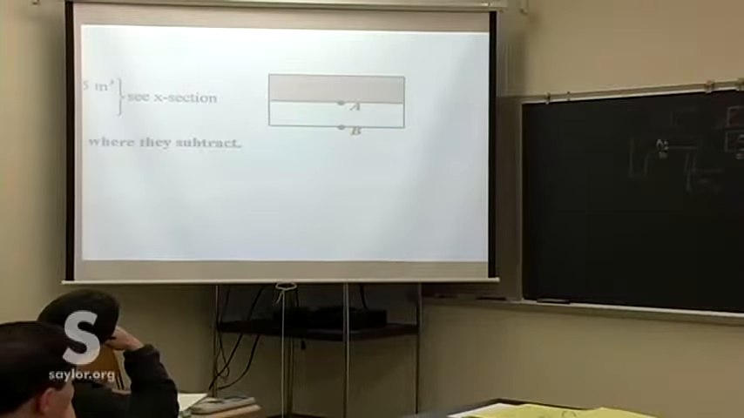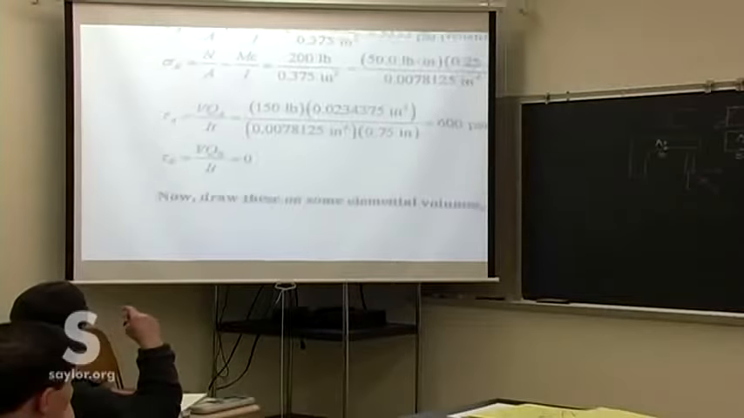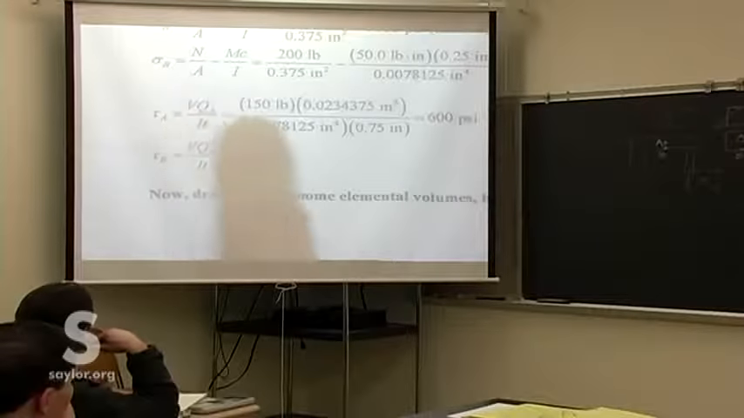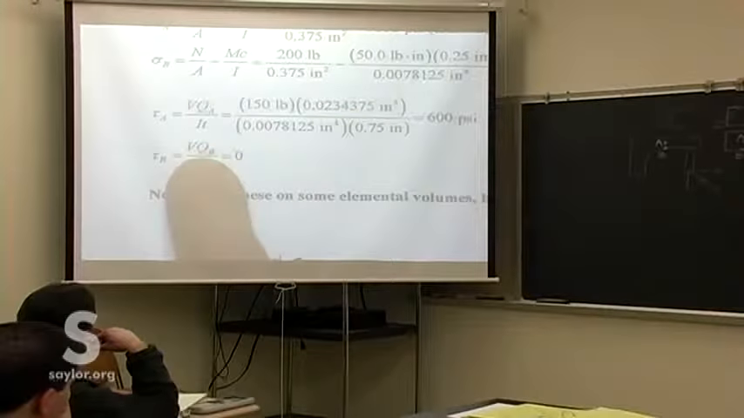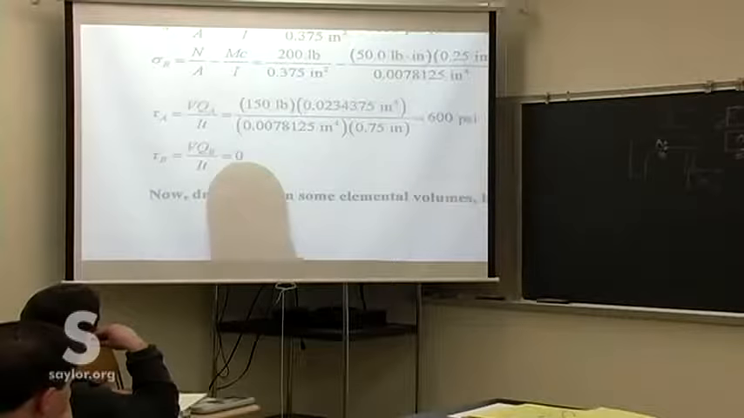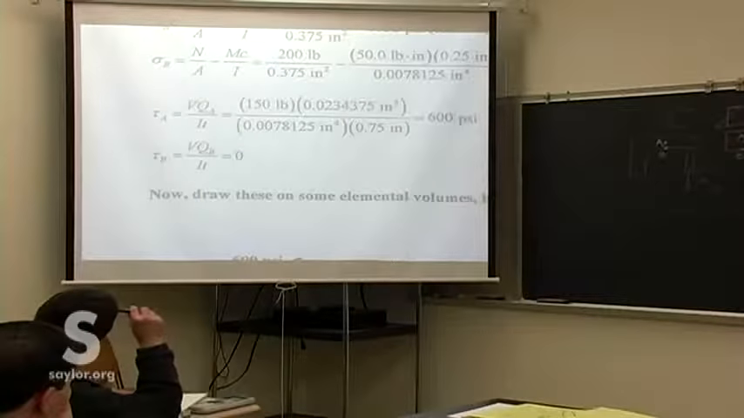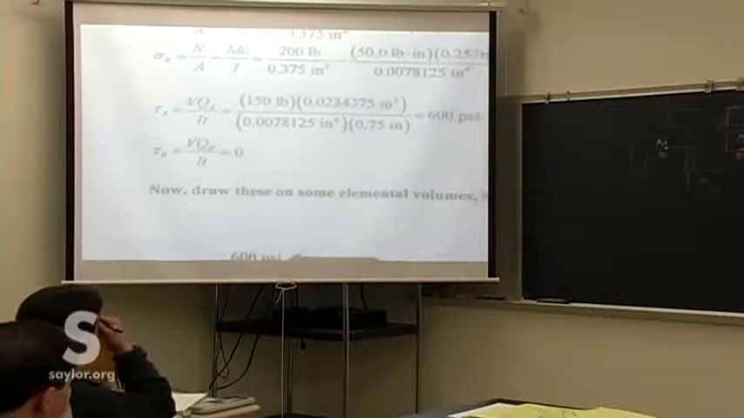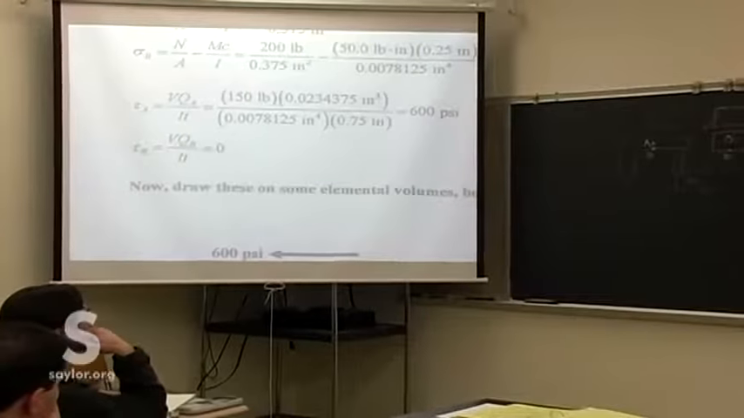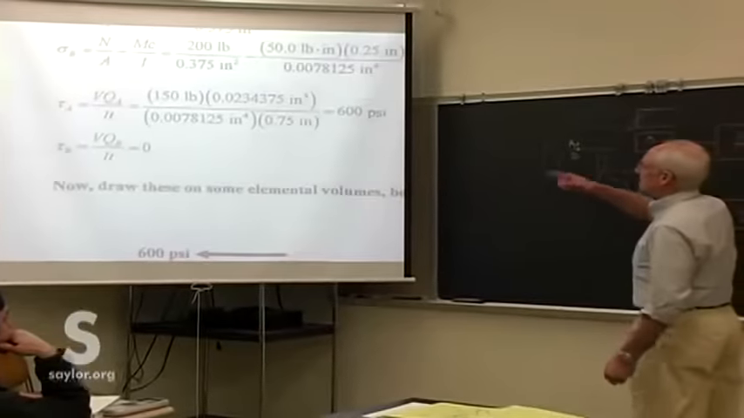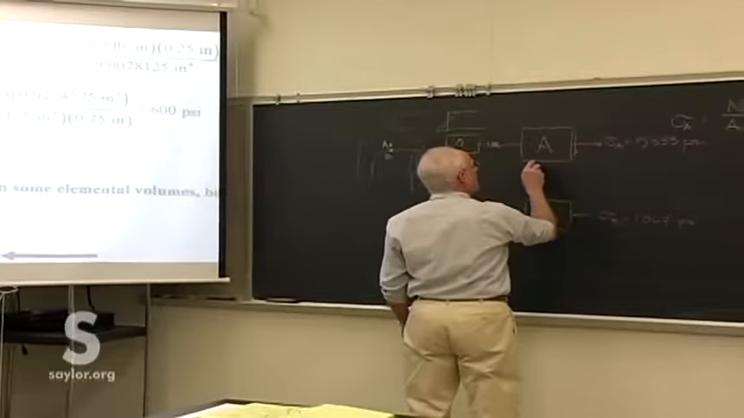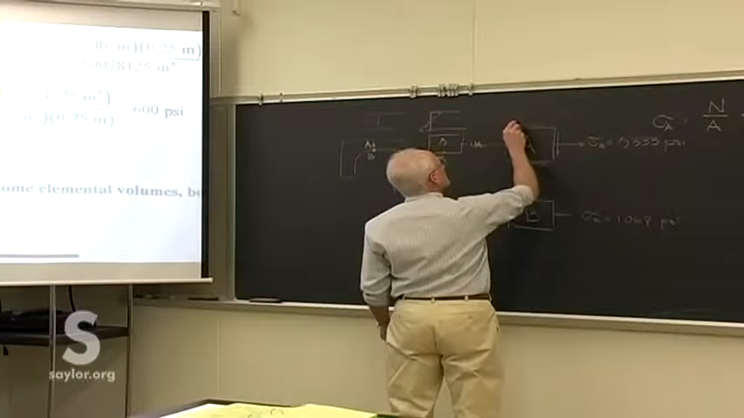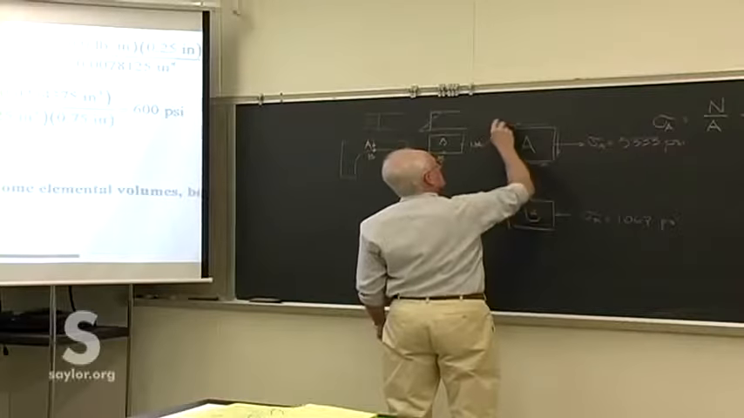That was our area Q, and so thus QA is calculated on the top half. QB is actually 0 itself, making the whole shear stress 0 on element B. And then we draw in those two little pieces. The shear stress at A is 600, so we put that in.